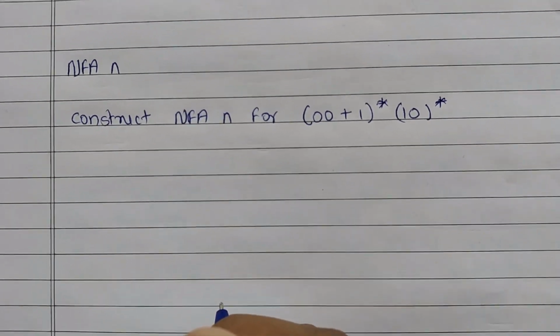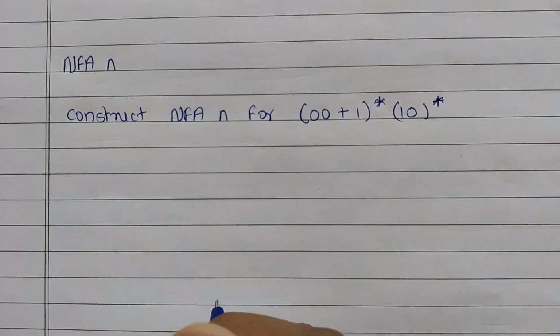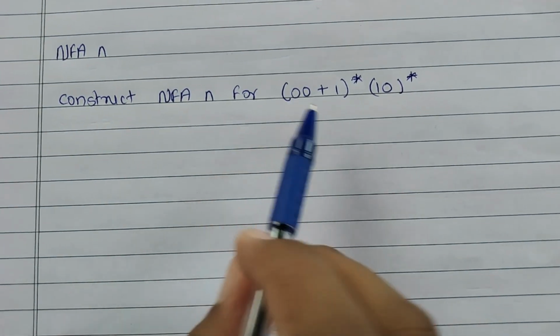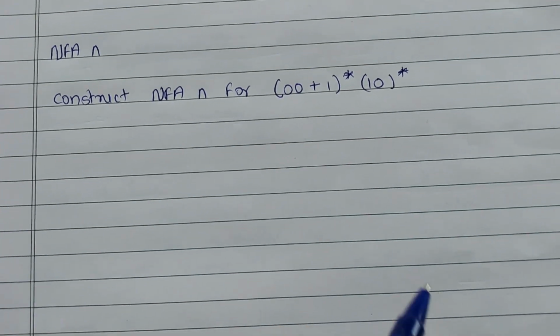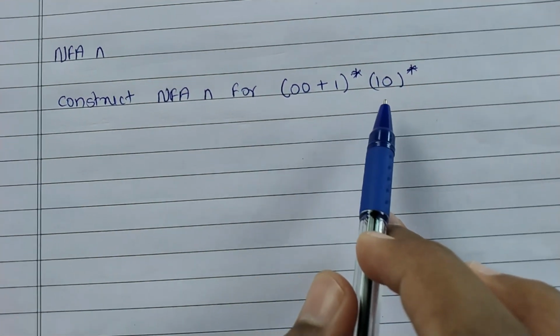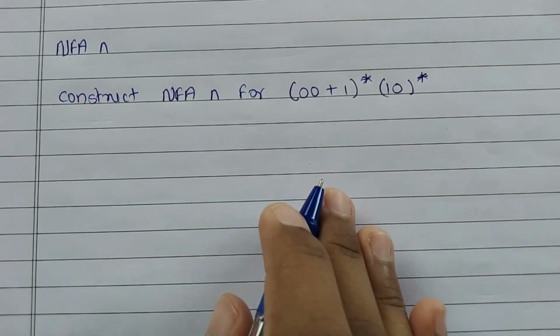Hello everyone, in this video we see the NFA null. So first question, construct the NFA null for the given regular expression: 0 0 plus 1 star 1 0 star. Now we start from the basic.